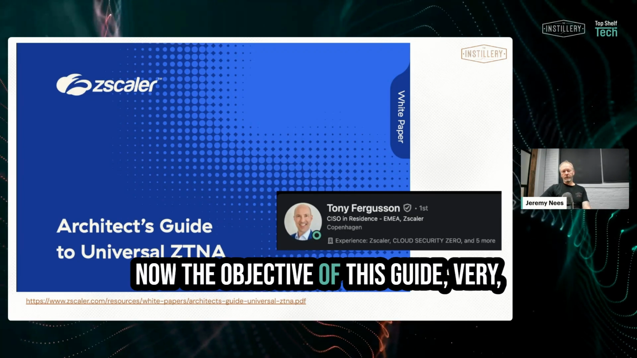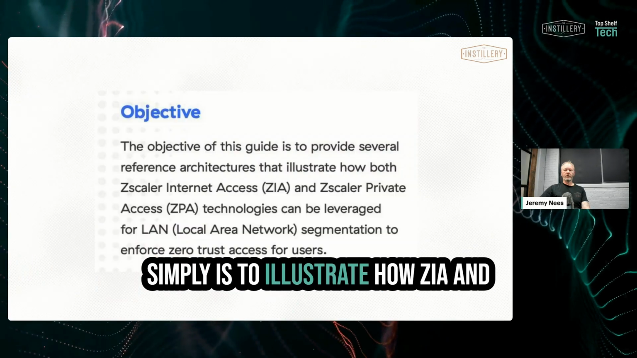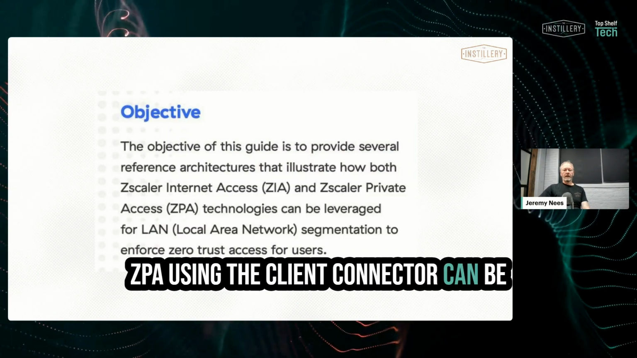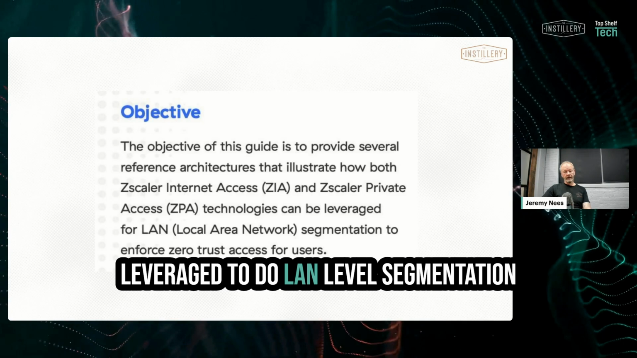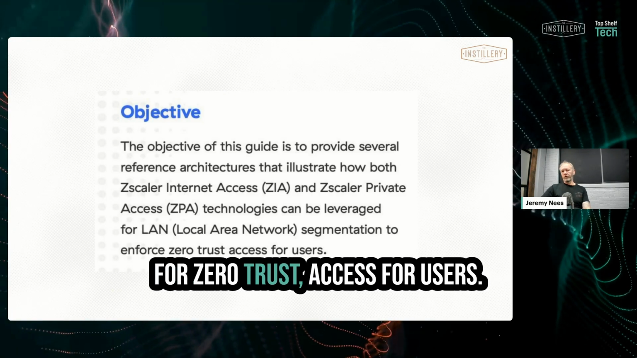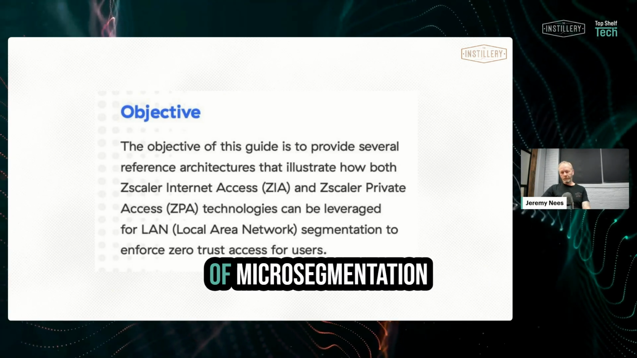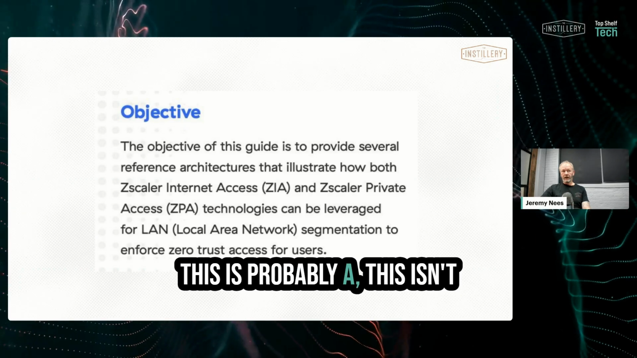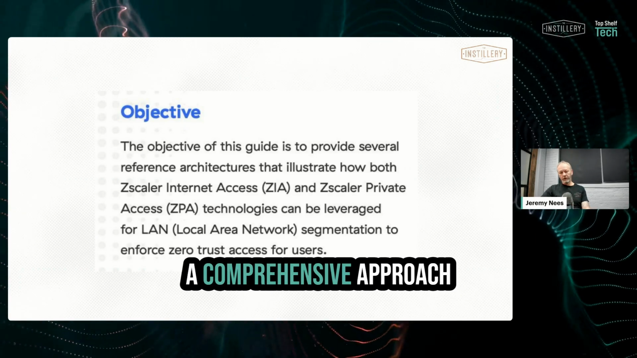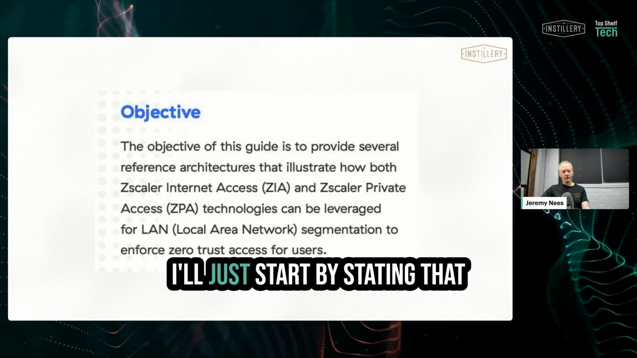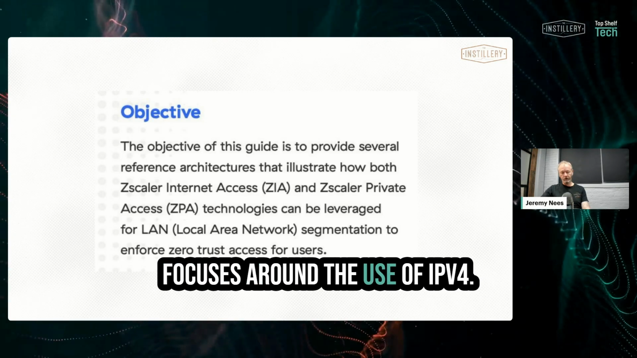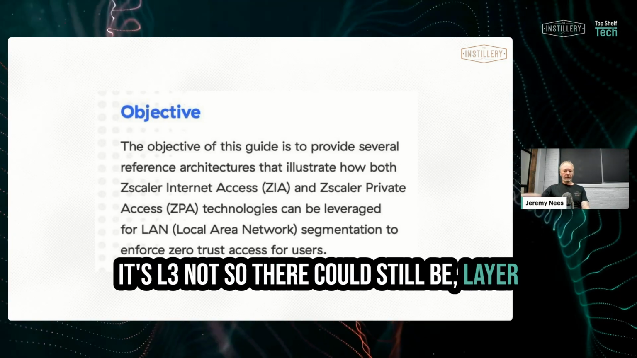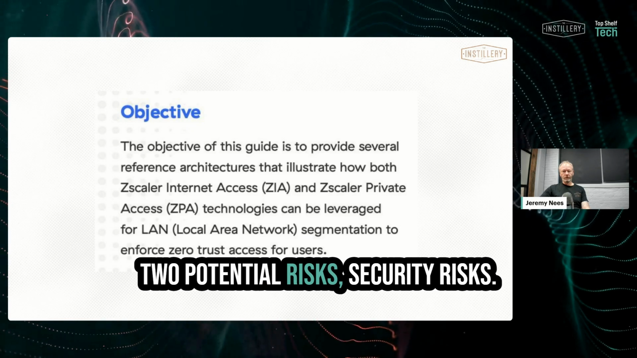Now, the objective of this guide, very simply, is to illustrate how ZIA and ZPA using the client connector can be leveraged to do LAN-level segmentation for zero trust access for users. Now, there's a number of microsegmentation technologies out there. This isn't a comprehensive approach to microsegmentation. I'll just start by stating that it focuses around the use of IPv4. It's L3, so there could still be layer 2 security risks.